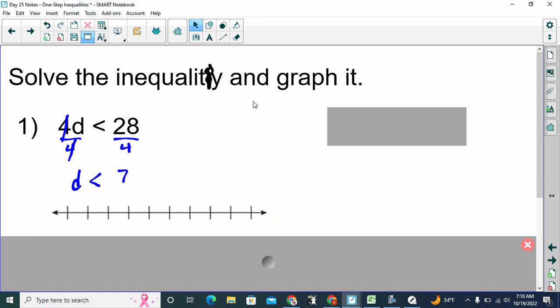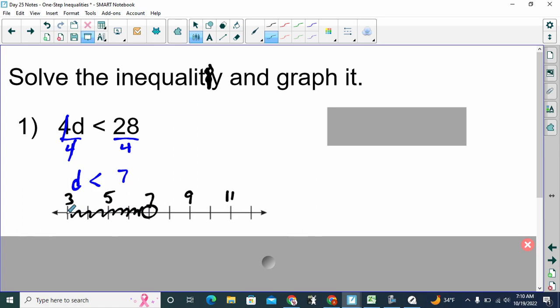I think we're getting good at graphing it. We're going to work through that very quickly. There is 7. It should be an open circle, and it should be shaded to the left. d is less than 7.